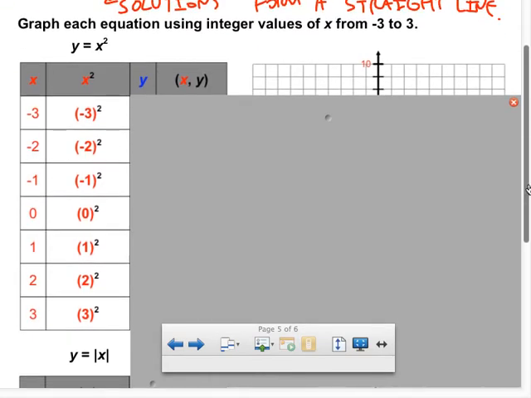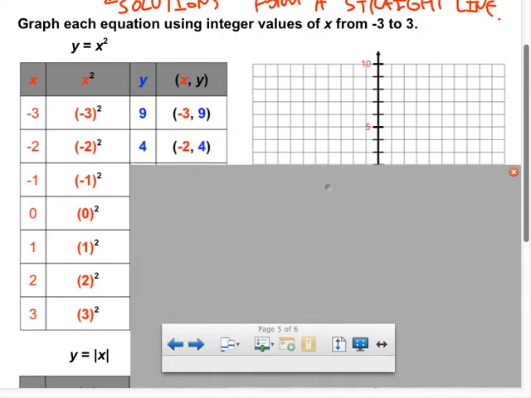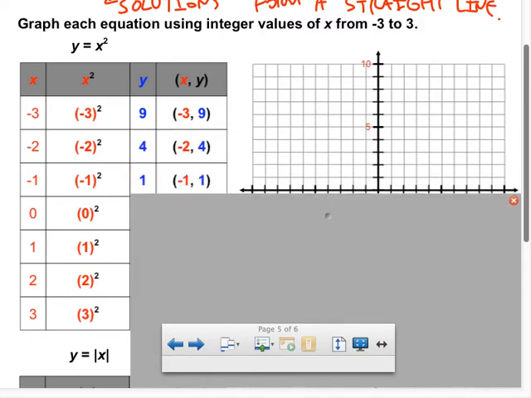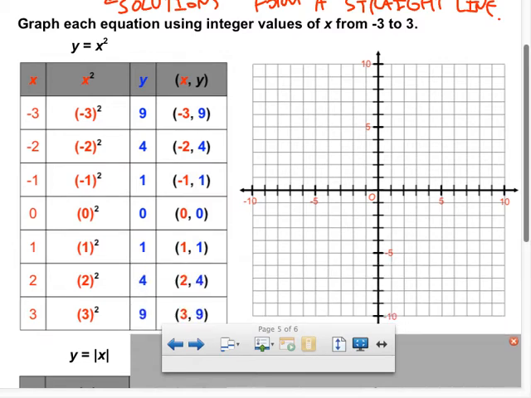Okay. Really quickly, let's do this. Negative 3 to the second power, what is that? 9. Negative 2 to the second power. 4, 1, 0, 1. Okay, let's go ahead and graph this really quickly. So at negative 3, I'm at 9. At negative 2, I'm at 4. At negative 1, I'm at 1. Then 0. And then we have our line, we have our symmetry again.